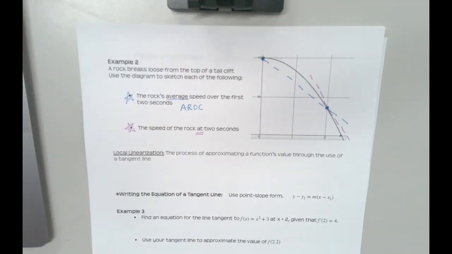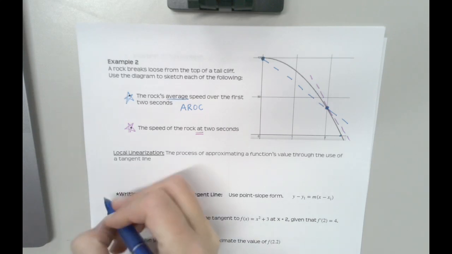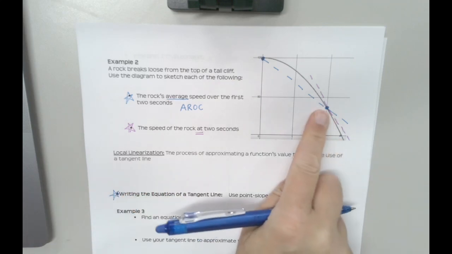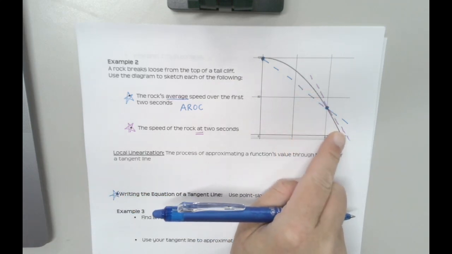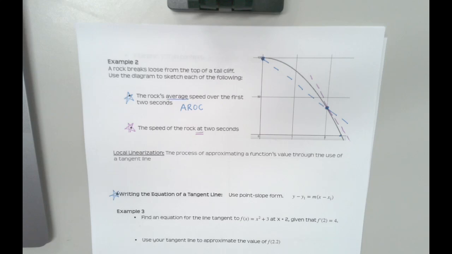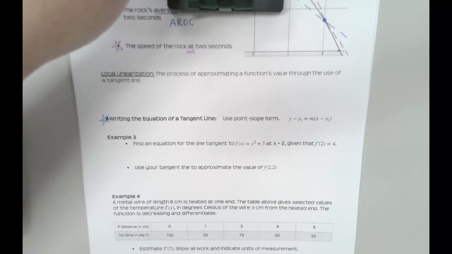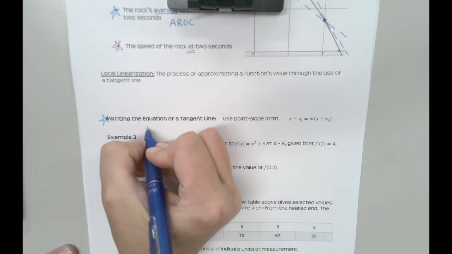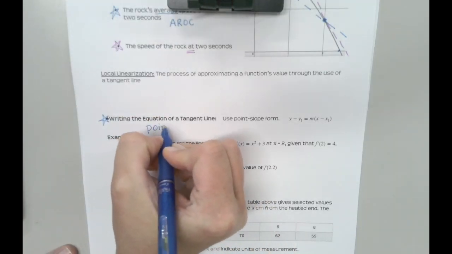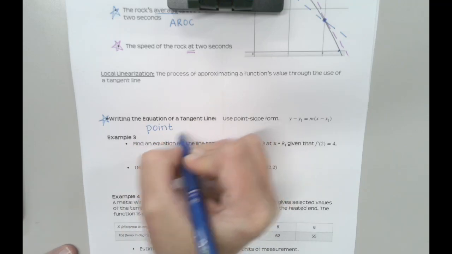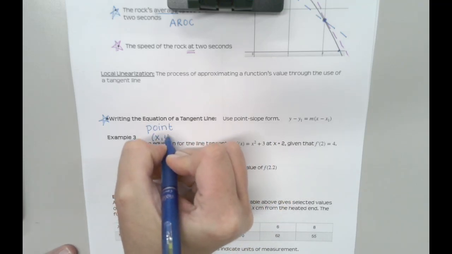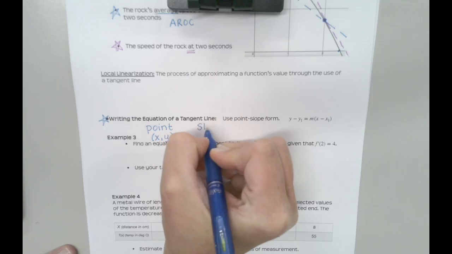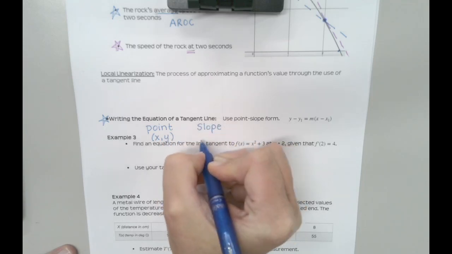So today our big focus is not even so much finding derivatives, but writing the equation for a tangent line. This is the big deal today. So we want to write an equation for that purple line right there. In order to write an equation, we need 2 pieces of information. We need a point, so we need an XY coordinate, and we need a slope, which usually we use M to represent.